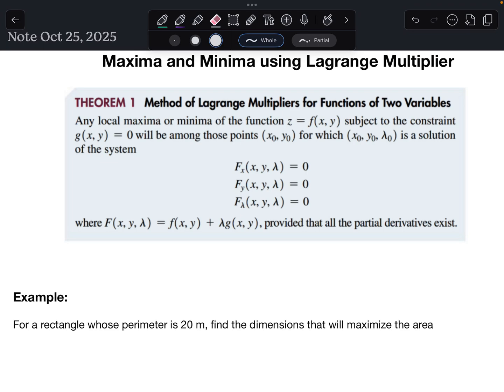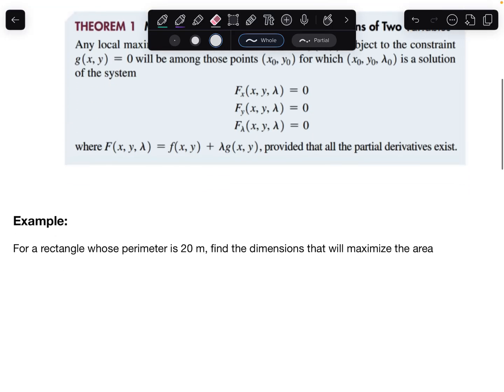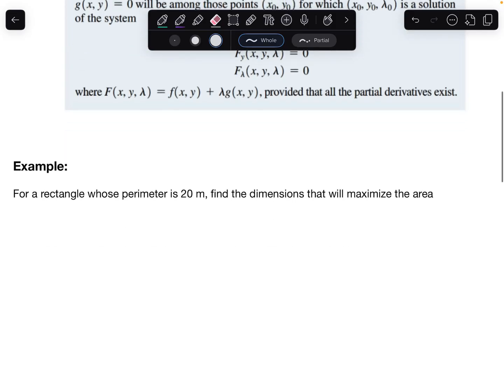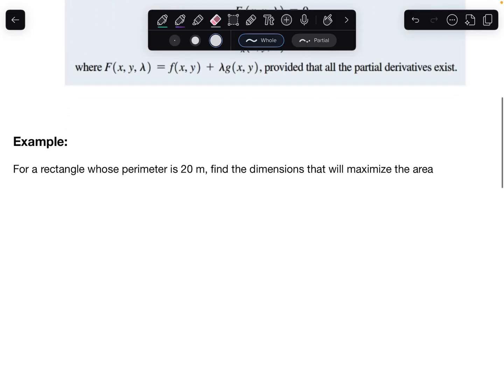Finding the maxima and minima with the method of Lagrange multipliers is a way to find the maxima or the minima of a function that has a constraint to it. So the constraint, which would be g of x, must be equal to 0. And it is a system of solutions used to find that maxima and the minima.